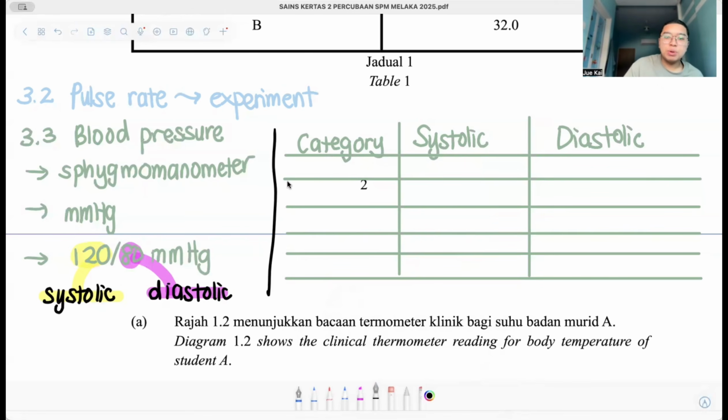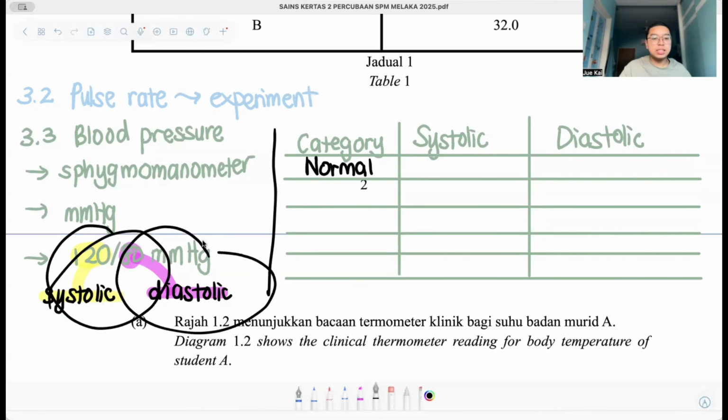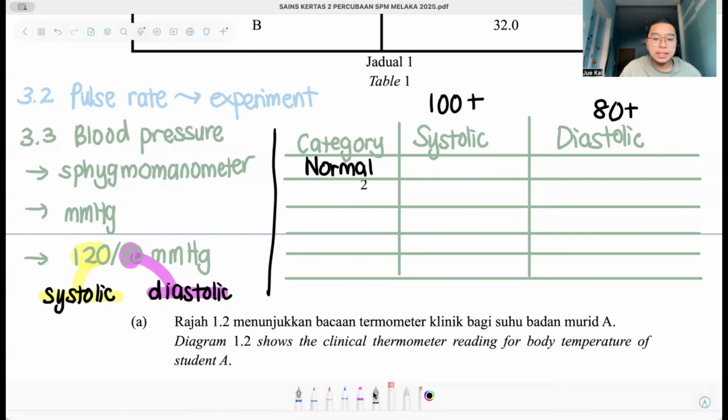Okay. So firstly, we talk about normal first. I already told you, systolic is this number, diastolic is this number. So this number is confirm 100 plus. This number confirm is 80 plus lah. Am I making you clear? Okay, so let's get started. For normal situation, what is the systolic pressure?